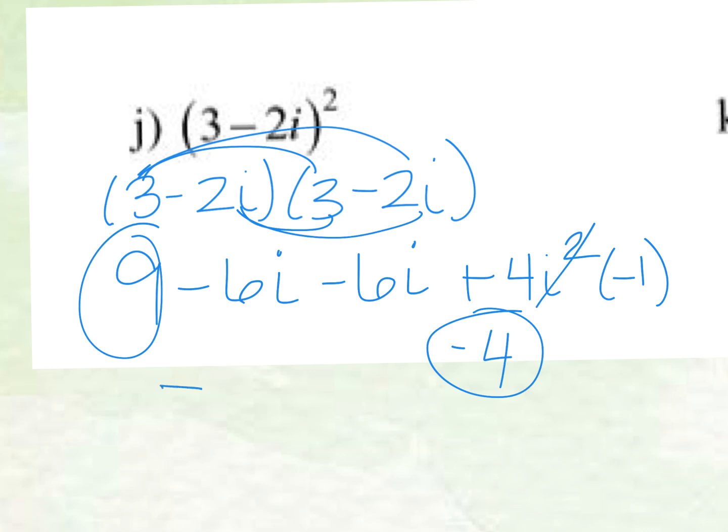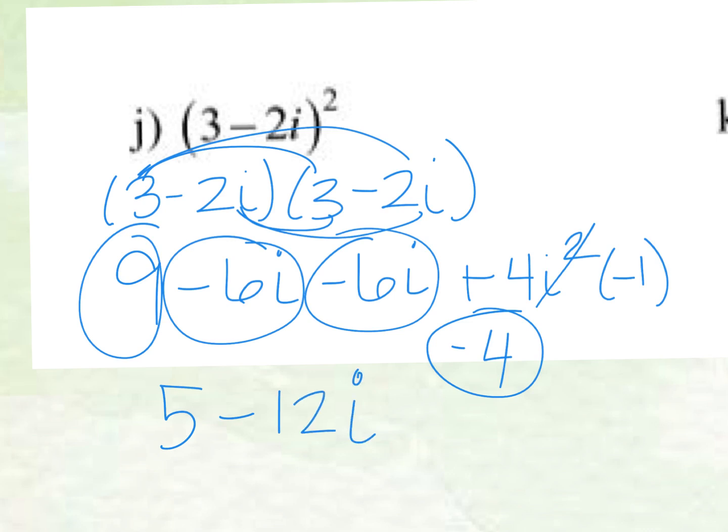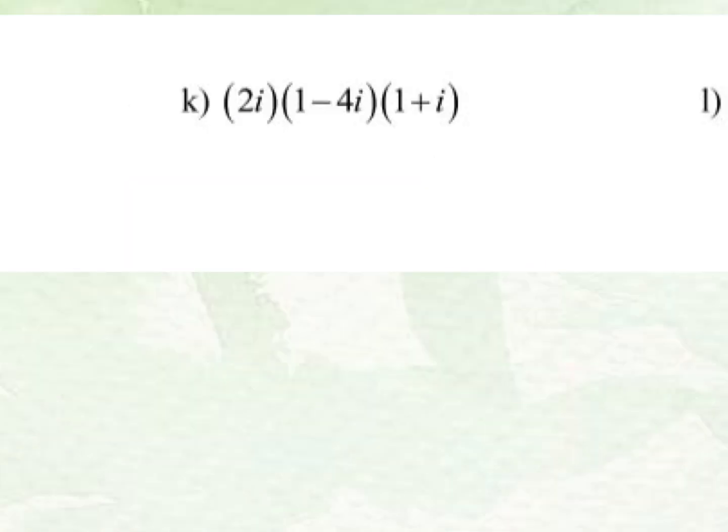So 9 minus 4 gives us 5. And then if we combine our two negative 6i's, they turn into negative 12i. Letter K has 3 terms. They can be multiplied in any order.